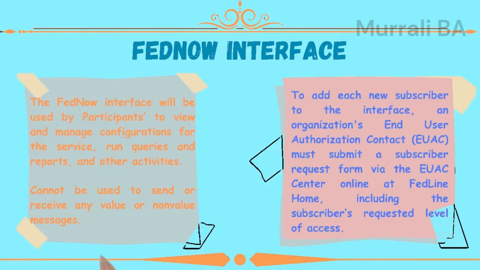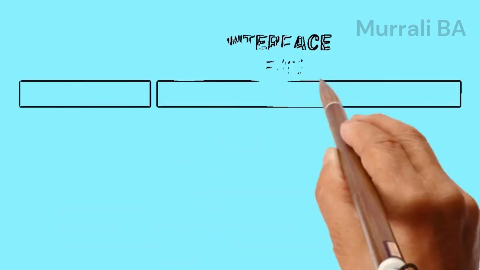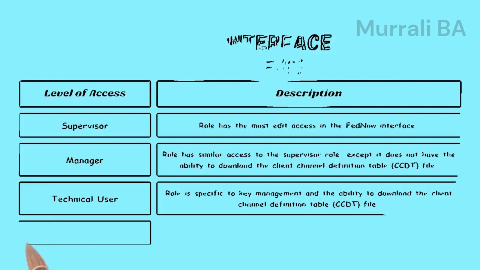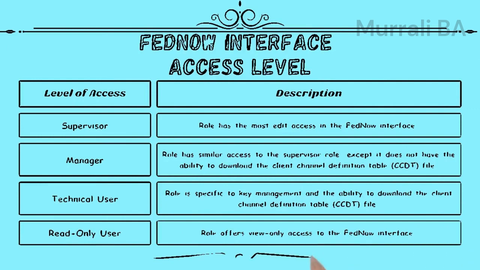In order to add each new subscriber to the interface, an organization's end user authorization contact, EUAC, must submit a subscriber request form via the EUAC Center online at Fedline Home, including the subscriber's requested level of access. Then the FedNow team verifies and approves the access request. The FedNow service has defined the following roles as a hierarchy of the access levels. While submitting a request via EUAC, a bank should specify what access roles are required for them.